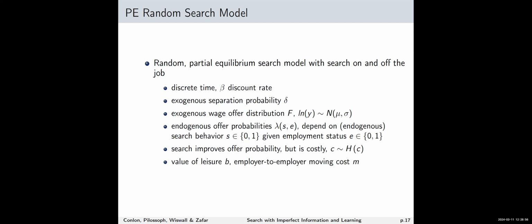What does search allow you to do? It improves your offer probability naturally, but it's going to be costly. So people are going to be drawing these search costs every period from this distribution H. And then workers who are unemployed have this value of leisure V, and there's going to be a moving cost for changing jobs, which is going to be M. Okay, nothing fancy here, because I haven't said anything about the information structure.